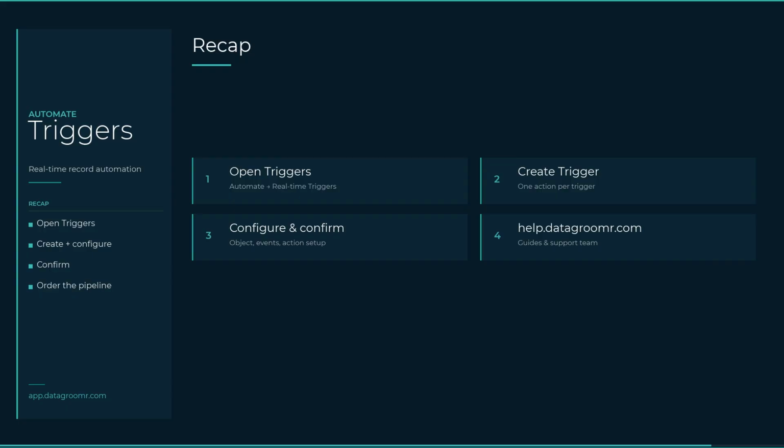And that's triggers. To recap, open Triggers under Automate, hit Create Trigger, choose one action, pick your object and events, configure and confirm. Then order your triggers so they run the way your business logic expects. Set up well, your records are cleaned, verified, and enriched the moment they land in Salesforce.